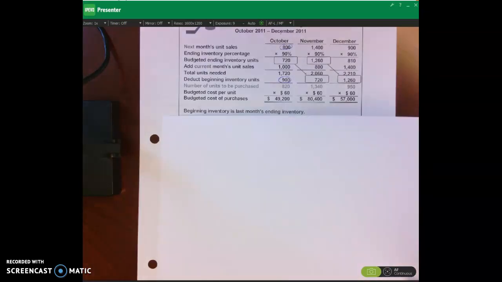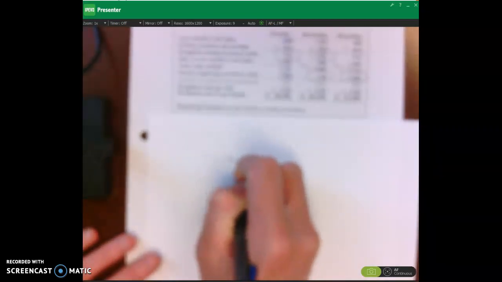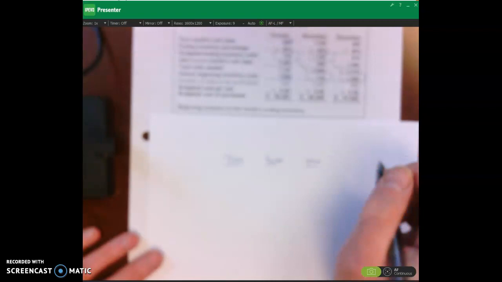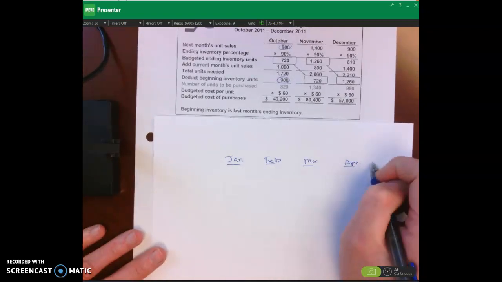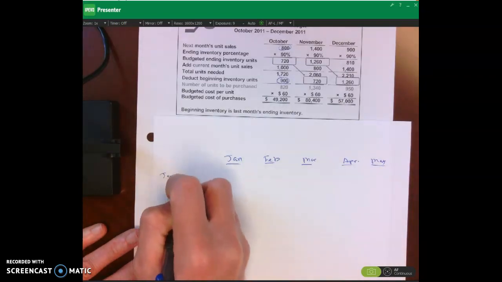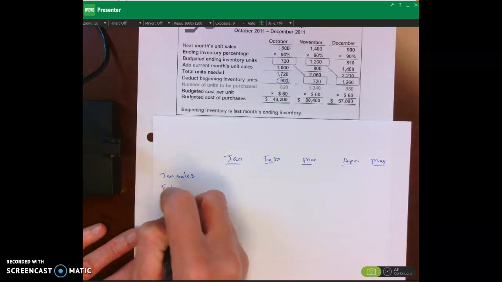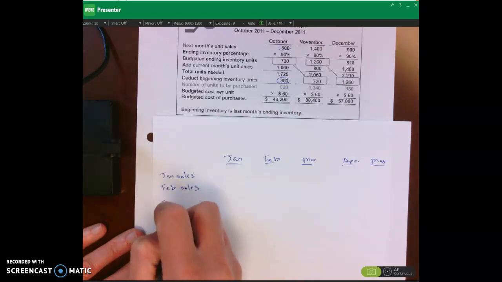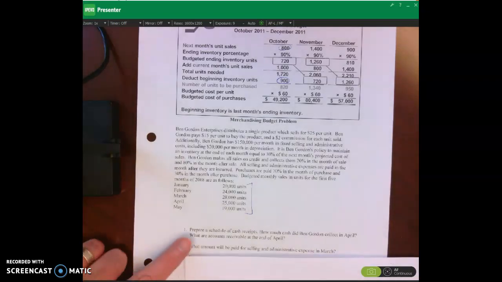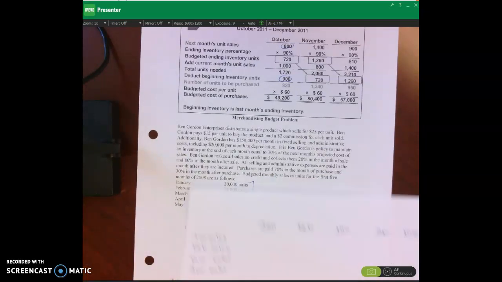Okay. So let's go ahead. I'm going to put this on a separate sheet of paper. And what I'm going to do is write January, February, March, then April, and then May. And then I'll put in my January sales, and then Feb sales, March sales, and then April sales. And I'll just stop there because I'm just doing it through April.